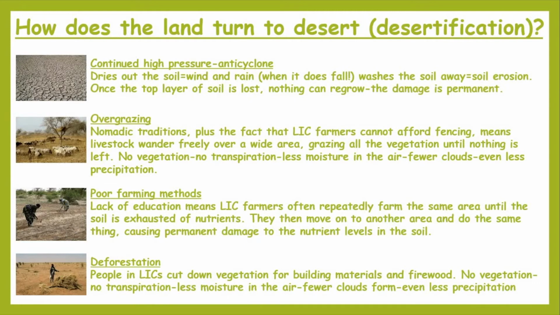They don't have the money to buy these things, so they'll go out and cut down trees as fuel wood and as building materials. And again, you've broken the water cycle. So that same thing is going to become a problem. You've got no transpiration, less moisture in the air, fewer clouds form, and even less precipitation will fall.